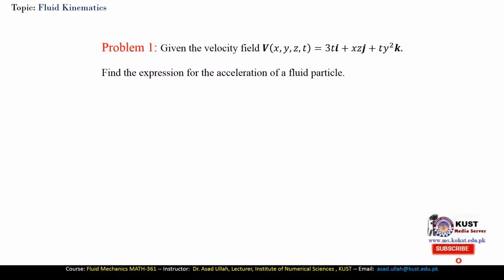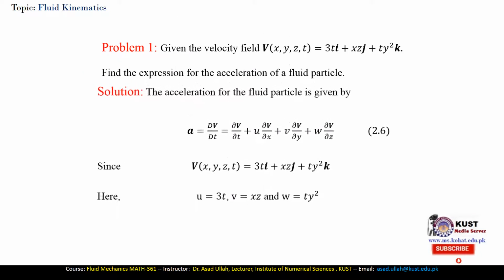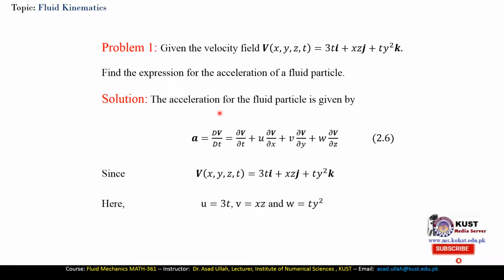Problem number 1. Given the velocity field V equal to 3t i plus xz j plus t y square k. Here i, j and k are the unit vectors. Find the expression for the acceleration of the fluid particle. Now in solution, the acceleration for the fluid particle is given by equation 2.6. This is the expanded form of the material derivative.